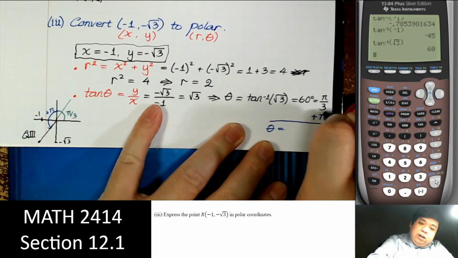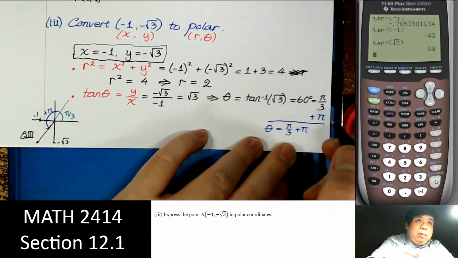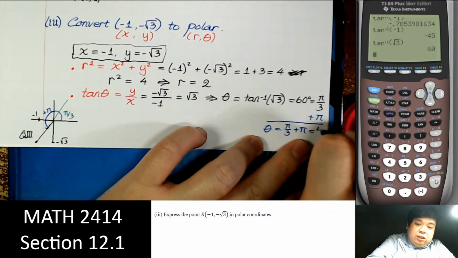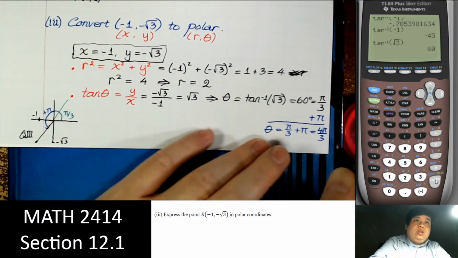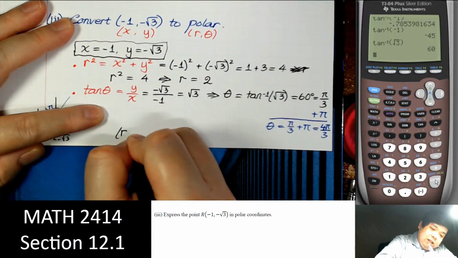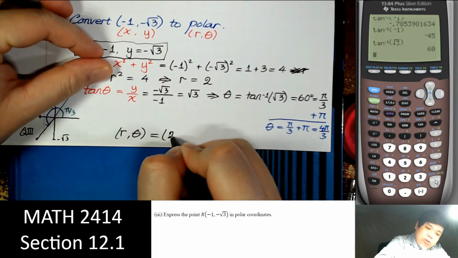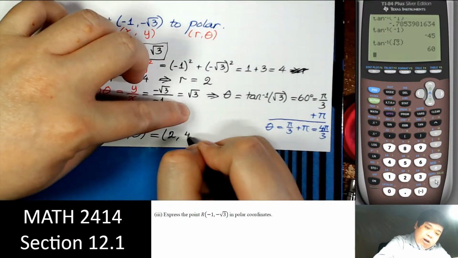So theta is pi over 3. If it's not in the right quadrant, we have to add a pi to it. And we get 4 pi over 3. So our answer is r and theta equal to r is 2, theta is 4 pi over 3.